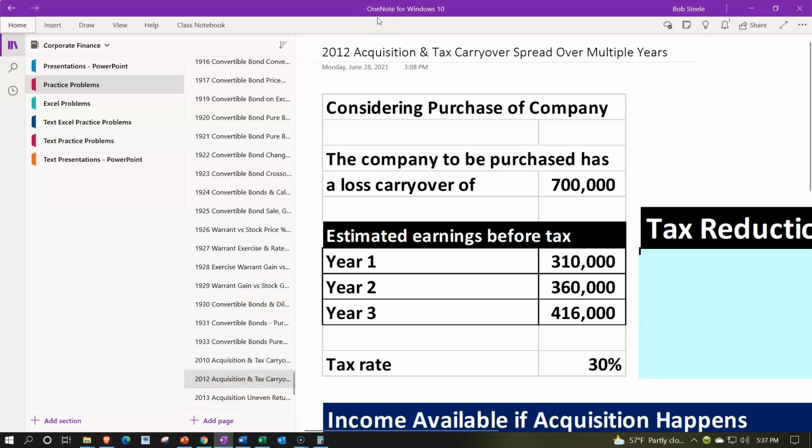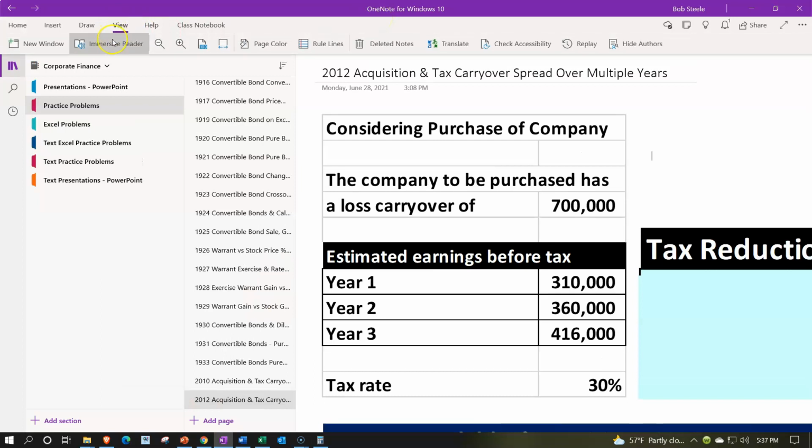Also note, when using OneNote, look at the immersive reader tool. Our presentations will also be in the text area, same name, same number, but with transcripts. Transcripts can be translated into multiple different languages and either listened to or read in them.